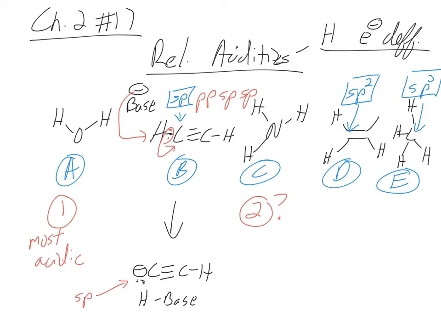What do you guys remember about an sp orbital? What's its shape like? It has 2 parts. That's the geometry. What's the shape of an sp orbital? Half p, half s. So it's like me right now. It's a little more round than it used to be.